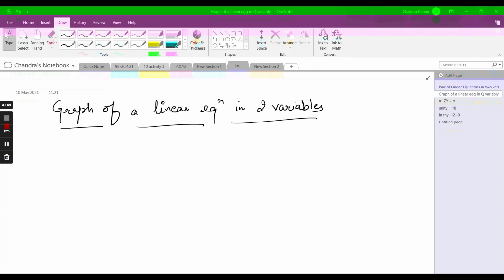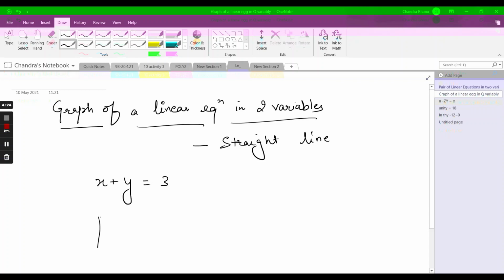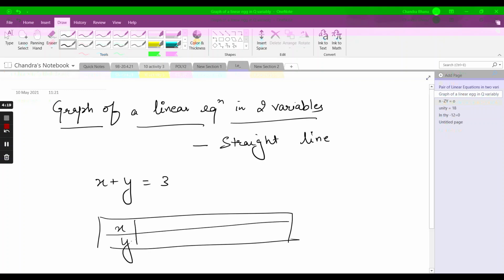Now let's quickly recall the graph of a linear equation in two variables, which you have already studied in class 9. All of you remember that the graph of a linear equation is a straight line. And how did we used to do the plotting? We used to first find some solutions and then plot them on the graph. Let's take an example. Suppose I want to plot the graph of x plus y is equal to 3. We used to find some solutions of this by substituting some values for x.